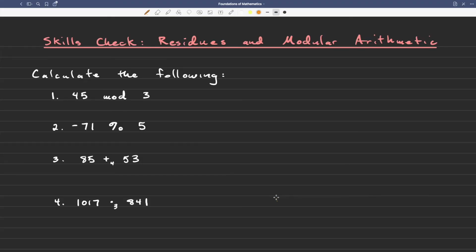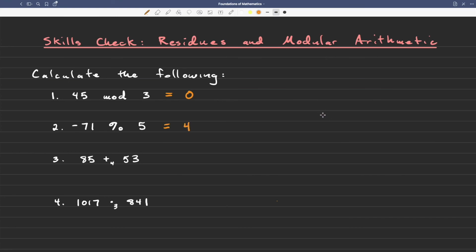All right, welcome back. So let's see what we get for the first one. 45 mod 3. If I divide 3 into 45, I actually get a remainder of 0 because 3 times 15 is 45. So this one will just be 0. Negative 71 mod 5, what's the residue there? Well, if I divide 5 into 71, I'm going to get a remainder of 4 actually. So this will be 4.